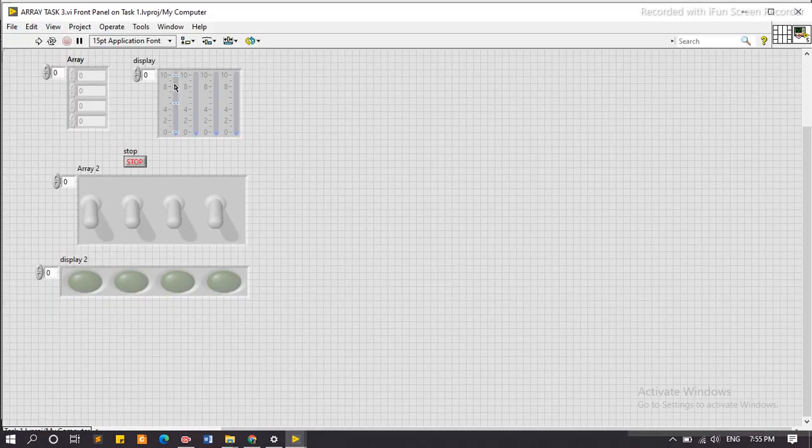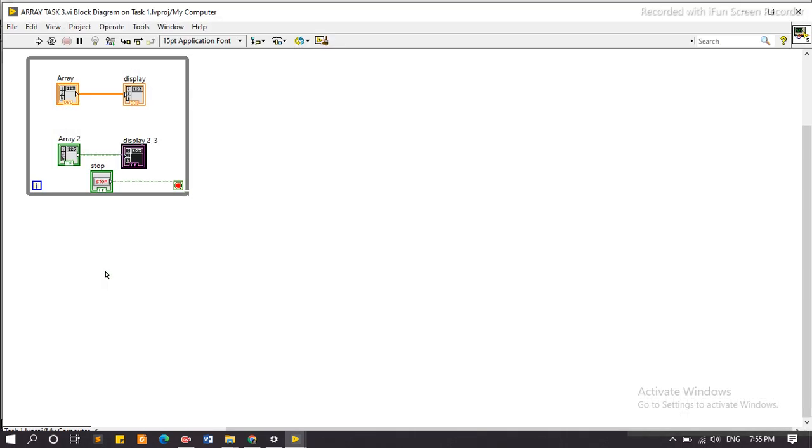Which is using an array. Here we simply use the for array and set the elements. In this we select logic toggle switches as an array element, and in this we set the numeric controls. When we go to the block diagram of this, we can see that we simply attach the input to the output.